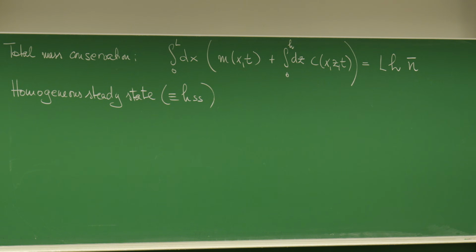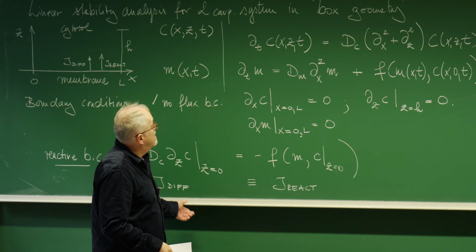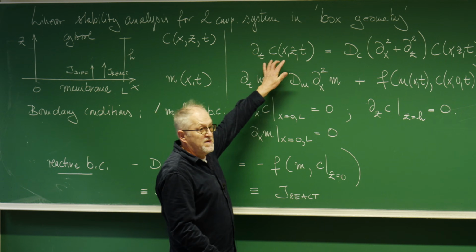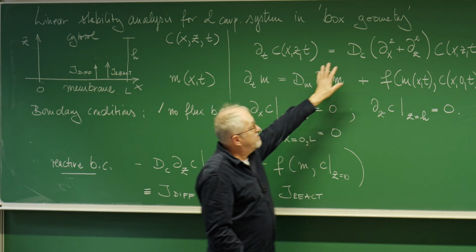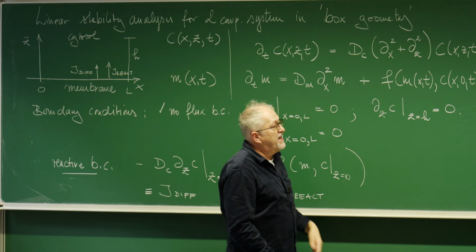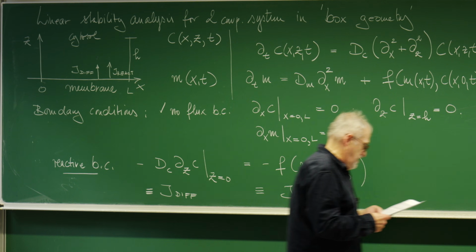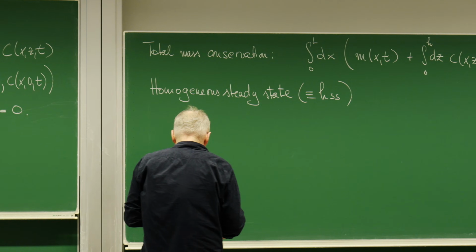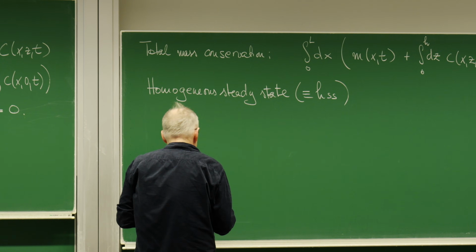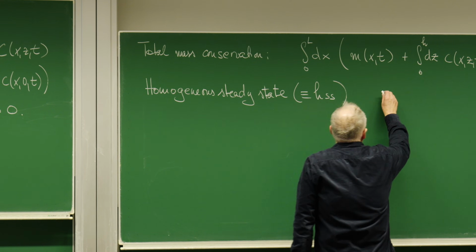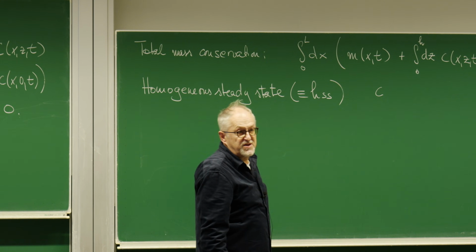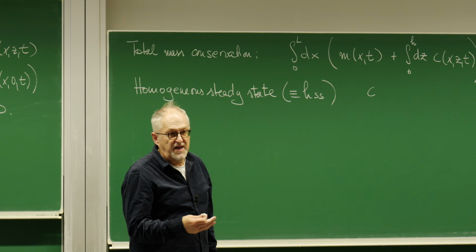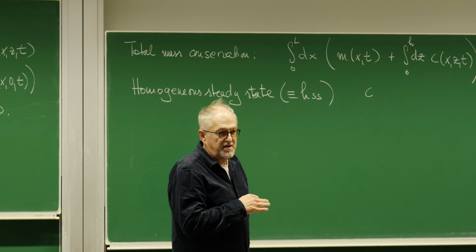There's a few conditions that you can easily read off here from this board. Right? Homogeneous steady state means that dTc is 0 and dTm is 0. That means the right-hand side is 0 here. And I can use that to write then the corresponding equations. Now, usually you would say the homogeneous steady state is one where all the concentrations are constant. C is constant and M is constant. That's not quite true here.